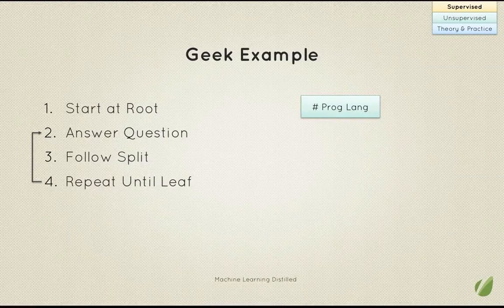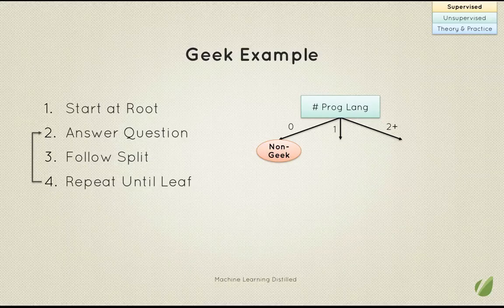For example, we might first ask, how many programming languages does this individual know? If it's 0, we'll go one direction. If it's 1, take another branch. If it's 2 or more, we'll take this third branch. If the person knows 0 programming languages, we'll say they're a non-geek. And if they know 2 or more, then they're a geek.